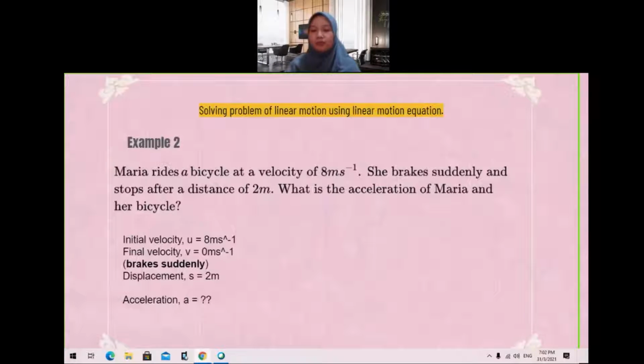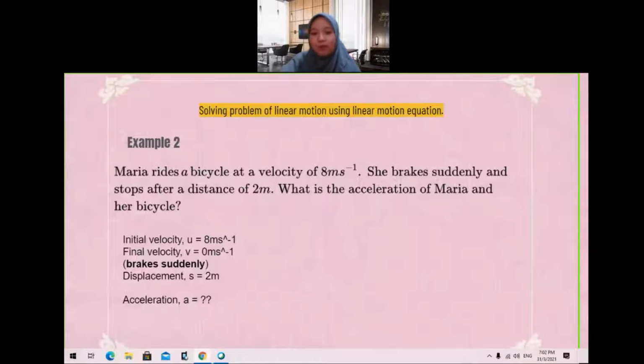Yes, teacher. And then the distance is 2 meter. That means the displacement is 2 meter. And what is the acceleration? So what the question wants is acceleration A. Okay, what formula are we going to use? We have U, we have V, we have S, and we need A. I know, teacher. What, Atira?